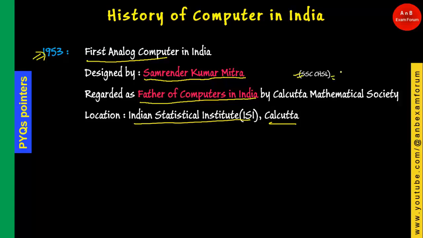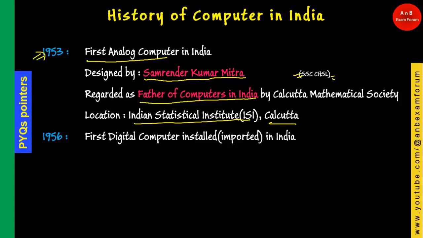So remember, the first computer was made in 1953, and it was designed by Samrendra Kumar Mitra, who is regarded as the father of computer in India. And where did he establish this computer? It is the Indian Statistical Institute Calcutta. Next, after 2 years, we have our first digital computer installed. Basically that digital computer was imported by India.